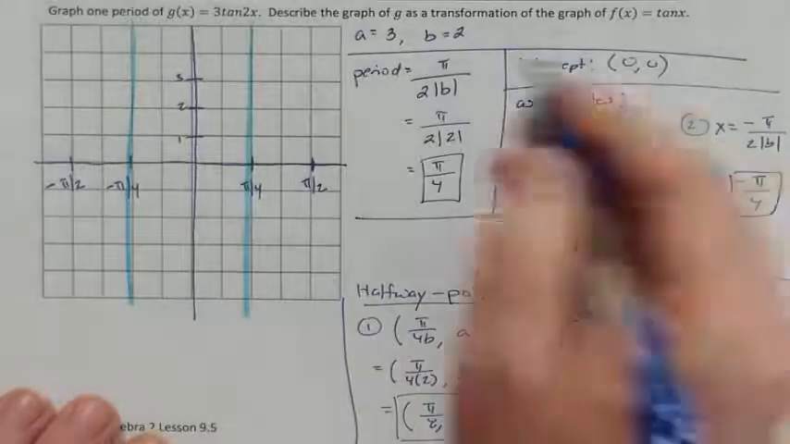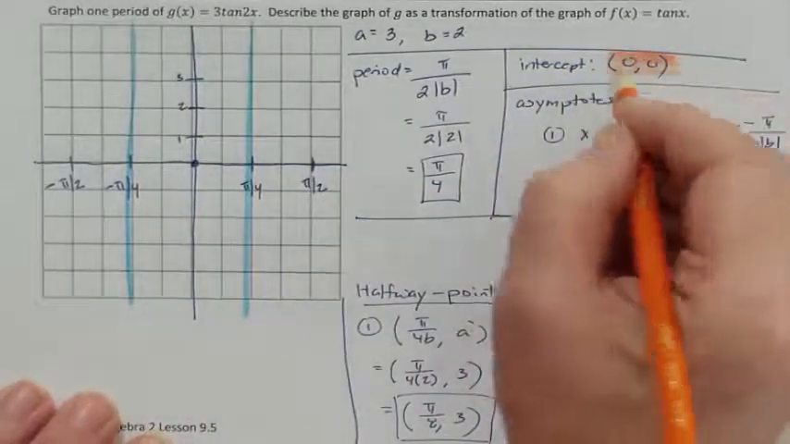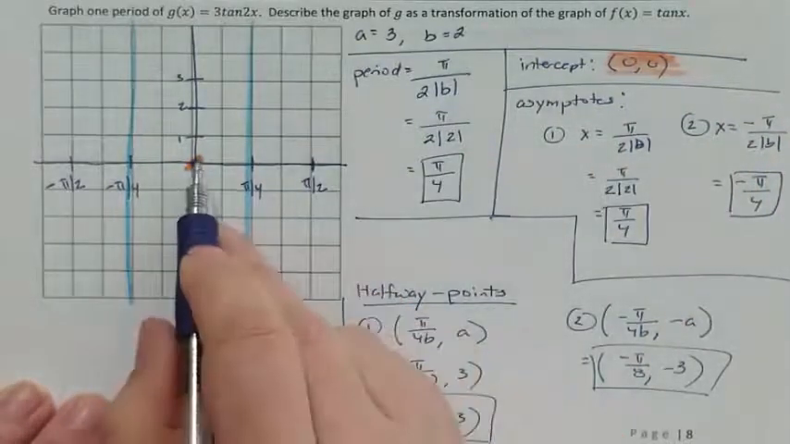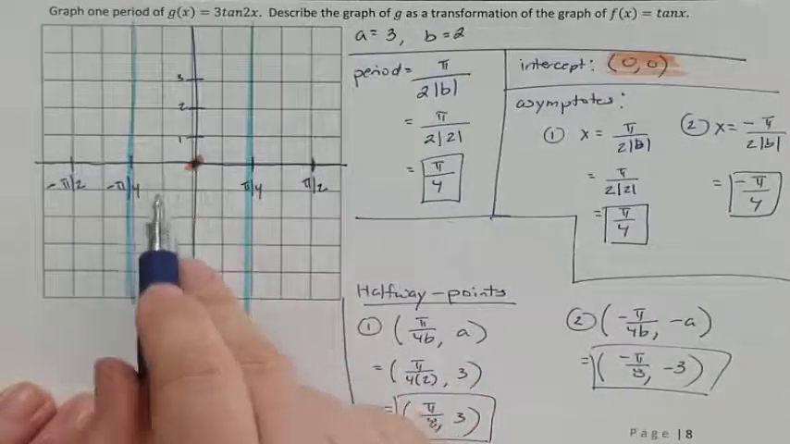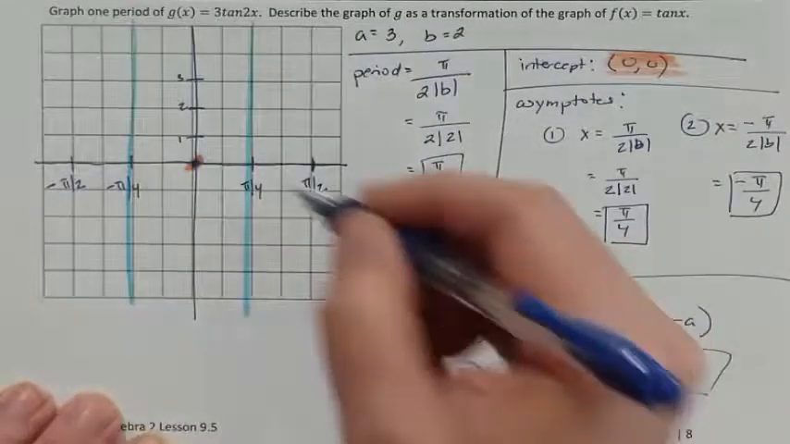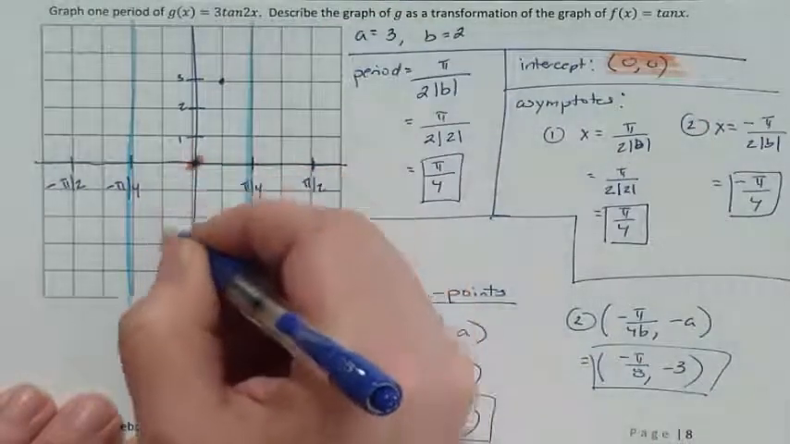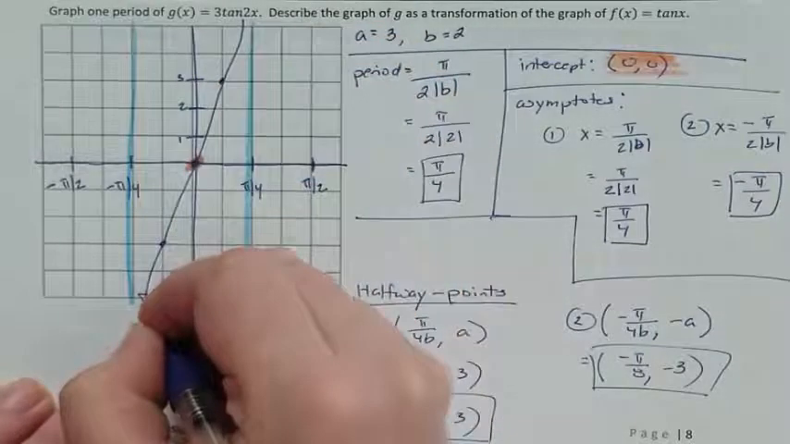I know my x-intercept is going to be right here at the coordinate point 0, 0. Now I need my halfway points, which tells me halfway between here, where am I going? And halfway between here, where am I going? So pi eighths, 3; pi eighths, 3; negative pi eighths, negative 3. So here is this tangent function.